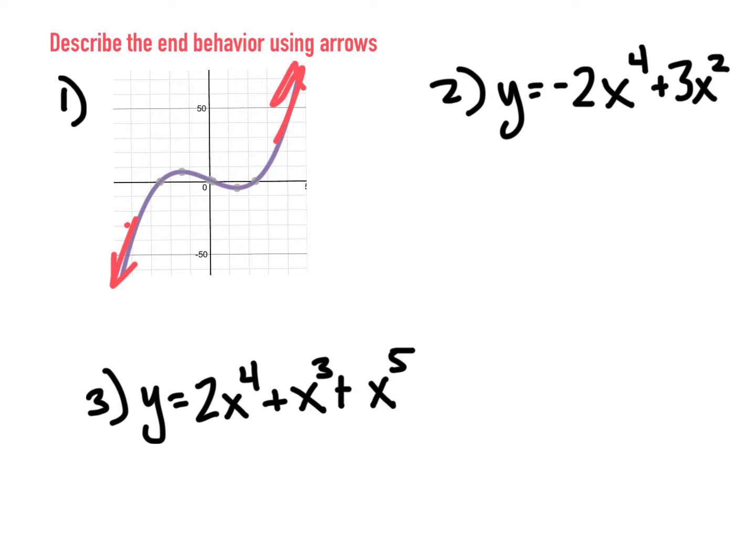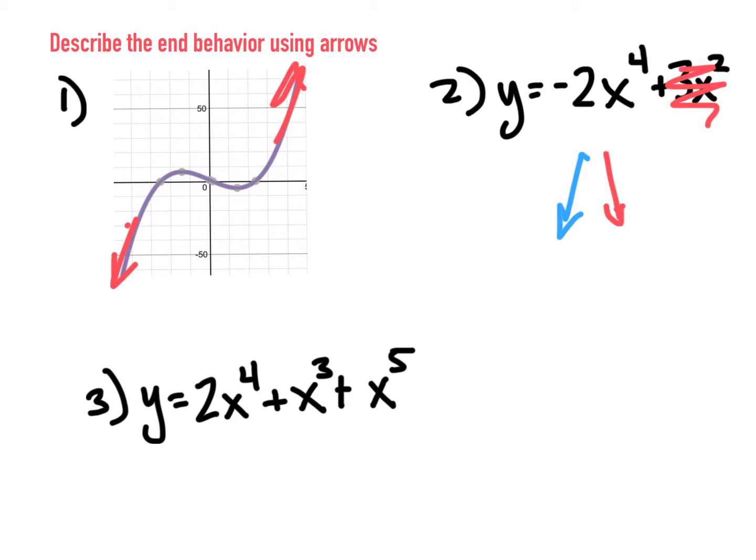But here, let's look at number 2. I only need the degree of the polynomial and the leading coefficient. So this x to the 4th is the biggest degree, so I can just ignore everything else. Because of this -2, that negative lets me know it's going to end going down, and then this 4 is even, so it'll also start going down. So if you were to graph this, both tails would end going down.